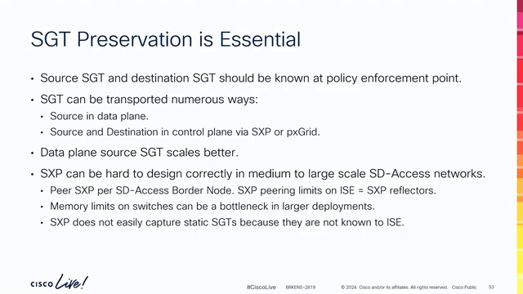Now we saw before in the policy, it's source SGT to destination SGT. That means both need to be known in order to apply a correct policy. If the source SGT is lost, then we don't know what policy to apply to a particular transaction. This means that SGT preservation is important.